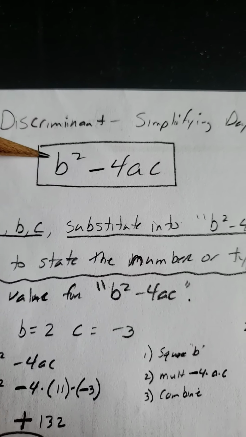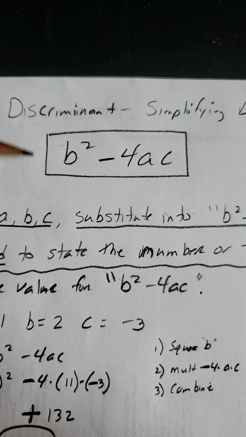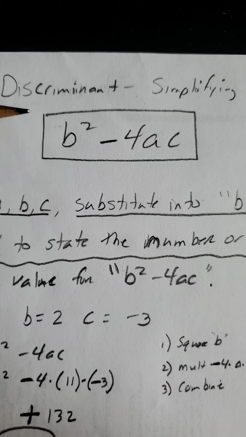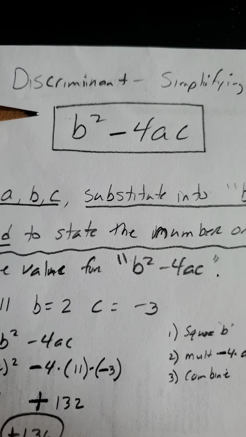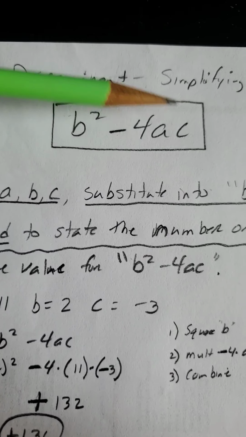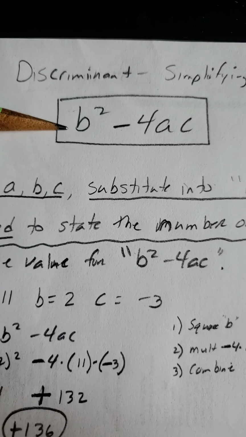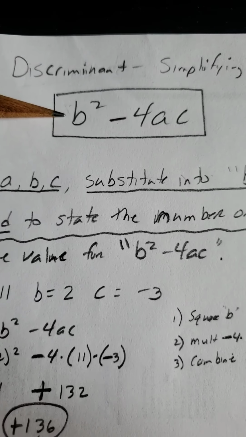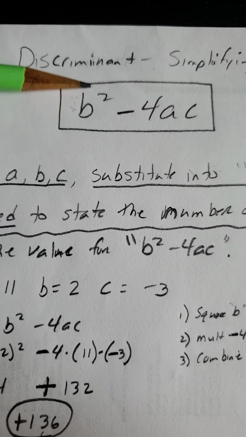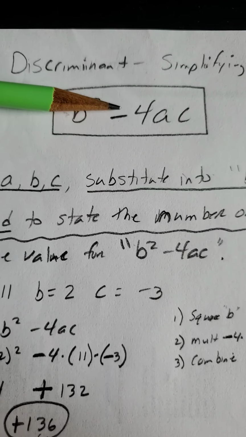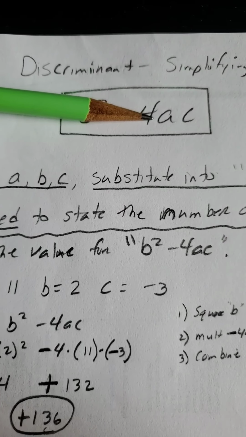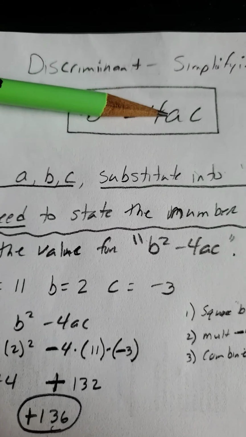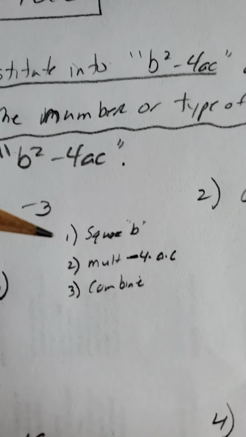But basically, this b squared minus 4ac is just like a formula, just like area equals length times width, just like area equals 1/2 base times height. This is a formula, where another word for a formula is a rule. And basically the rule says, take the b number and square it, take -4 and multiply it by a and multiply it by c, and then you're going to combine the two answers together. Okay, and I wrote that here.